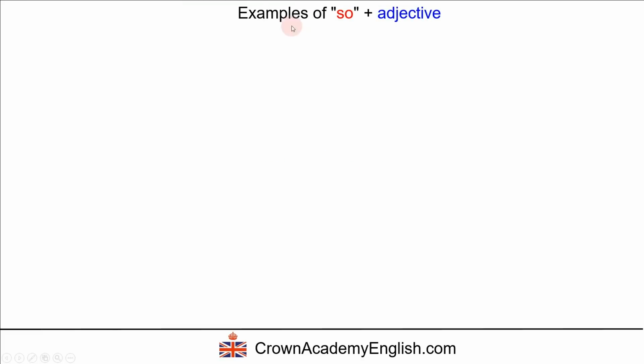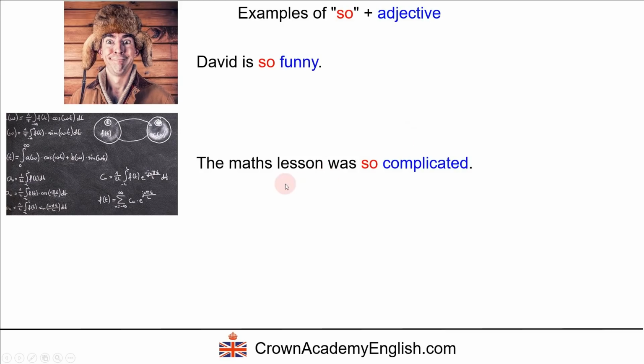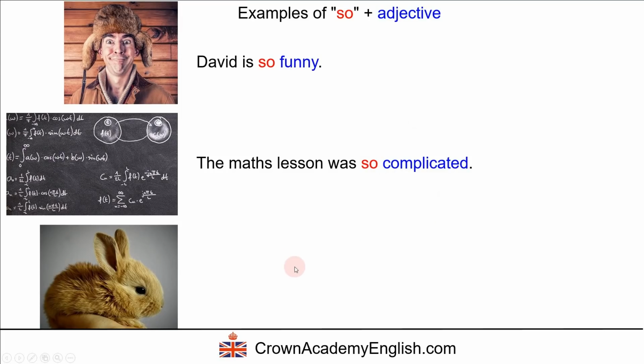Let's look at some examples of so with an adjective. And remember, it is only an adjective. There's no noun here. David is so funny. So followed by the adjective. The maths lesson was so complicated. So followed by the adjective. The rabbit is so cute. So followed by the adjective.